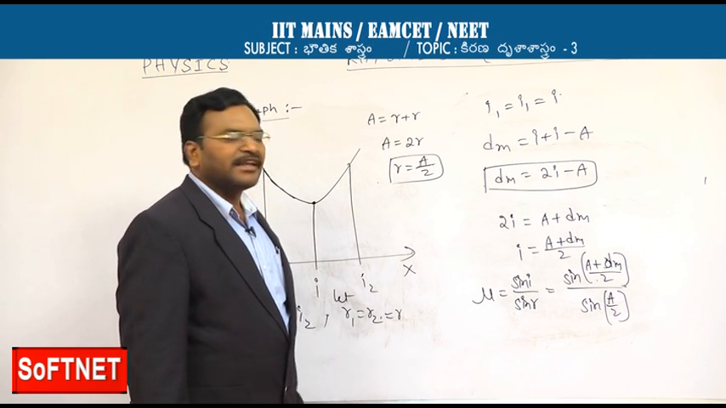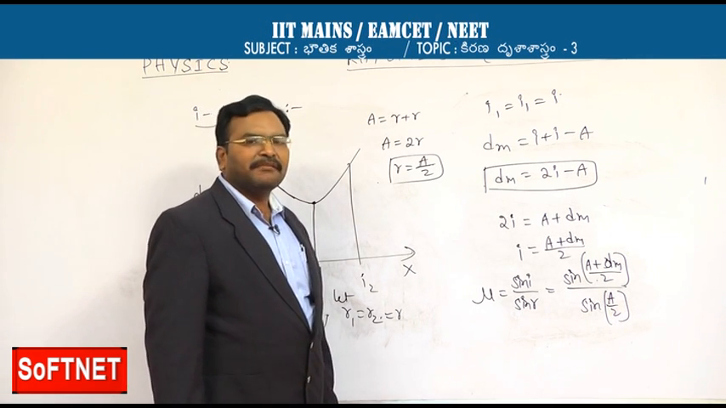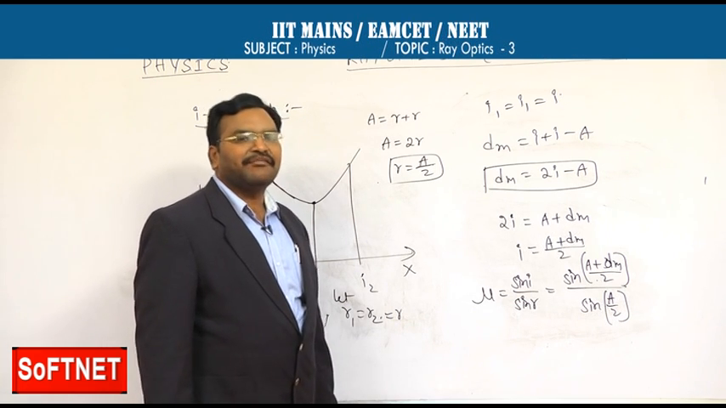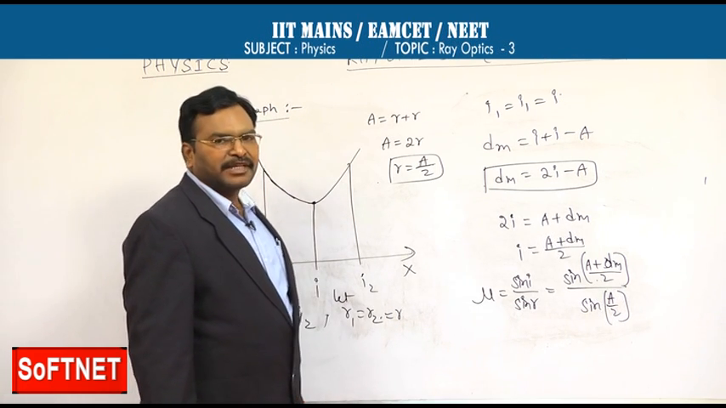What is A? Angle of prism. What is dm? Minimum deviation. What is mu? Refractive index of the material of a prism.